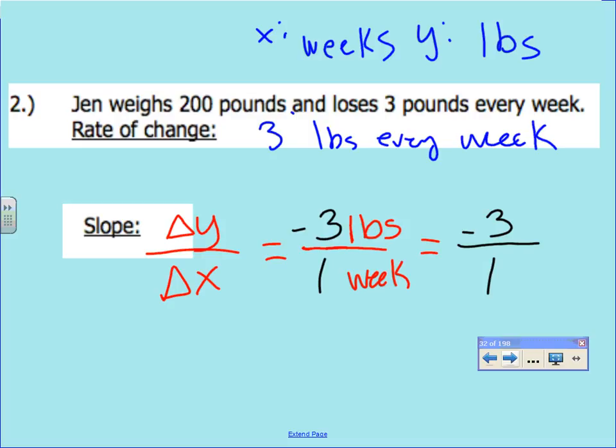So change in Y over change in X. If it's decreasing, make sure it's negative 3 pounds for every 1 week. Our key word here was every. That's how you know that that is the rate of change. That's what's changing.